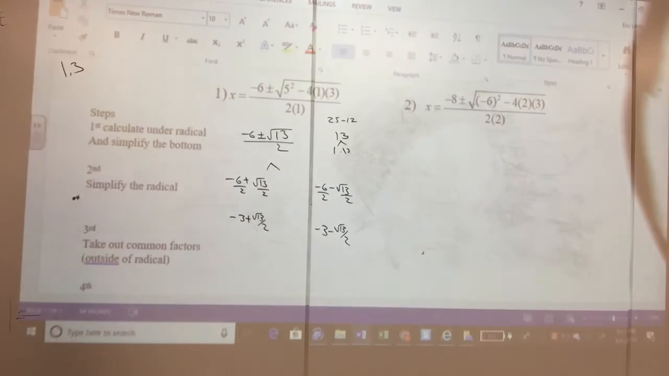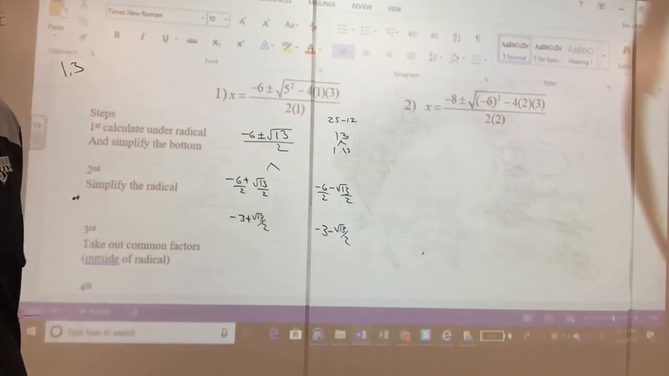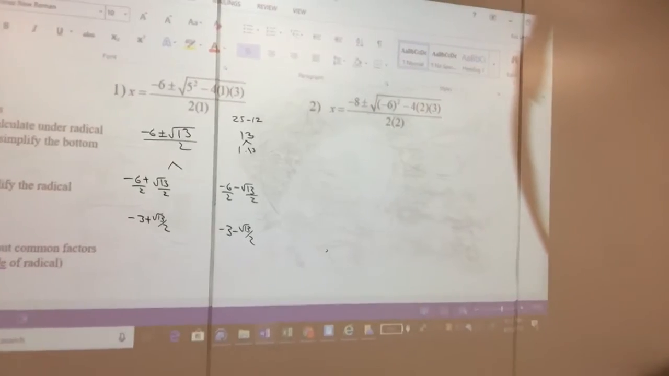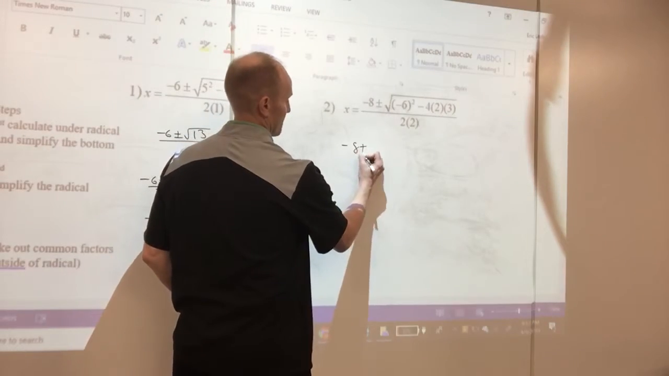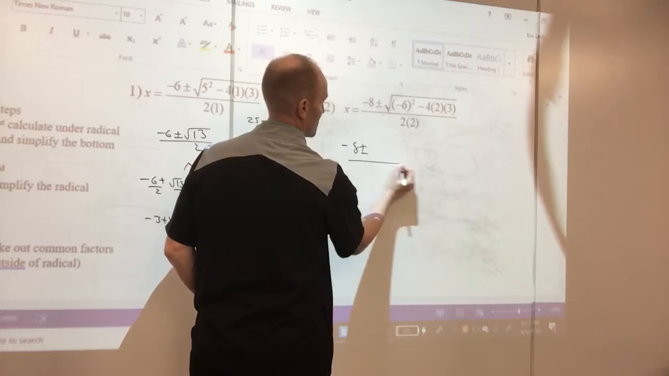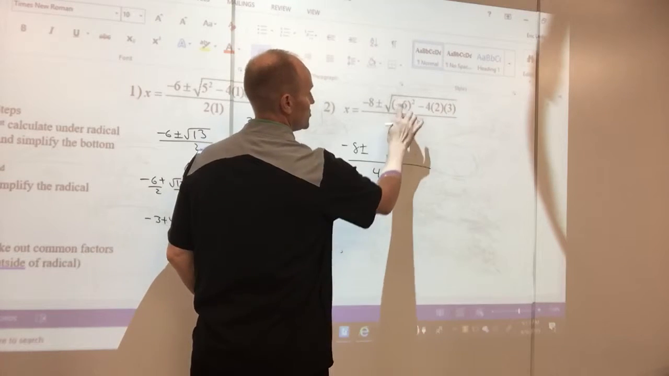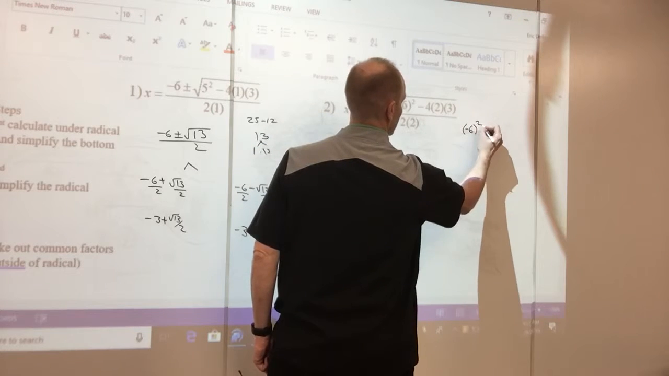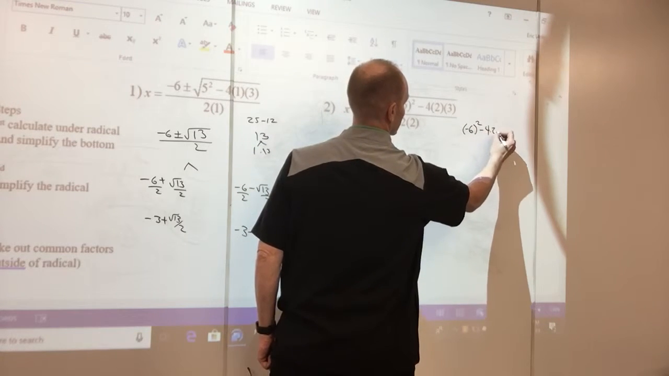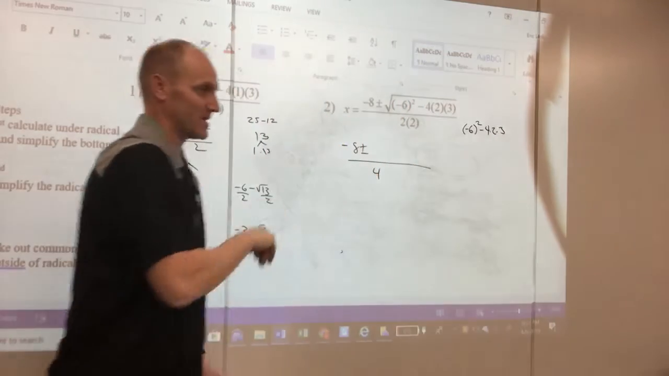All right, next one. How am I going to go about simplifying that? Step 1, you need to clean up the radical, clean up underneath. Use a calculator. On your calculator, make sure you put parentheses. Just do -6 squared minus 4 times 2 times 3. Do it all at once in your calculator.